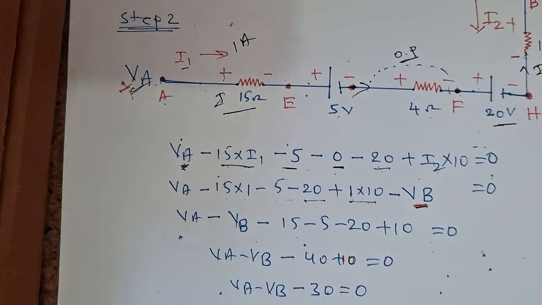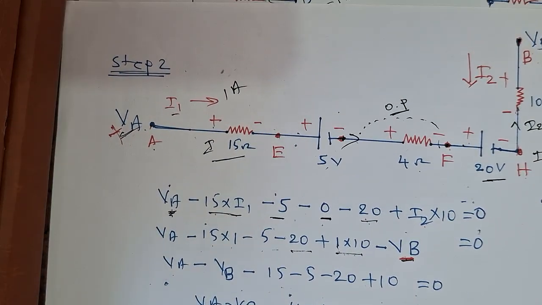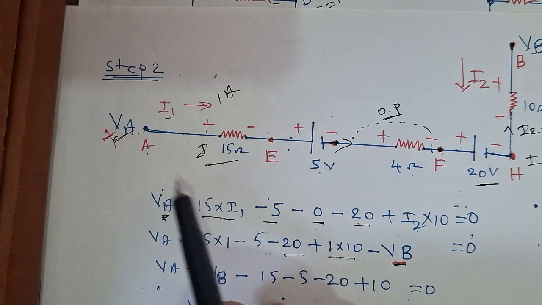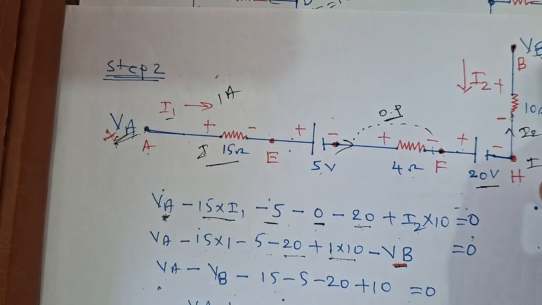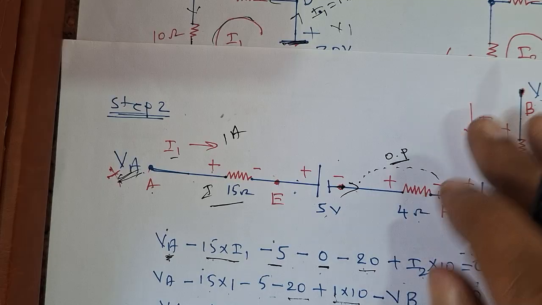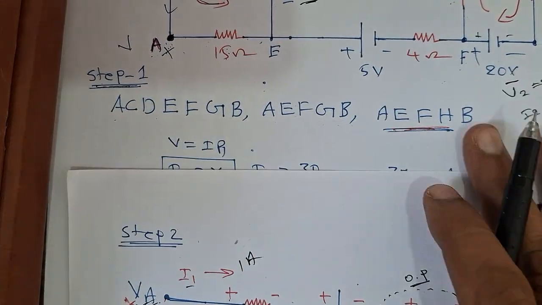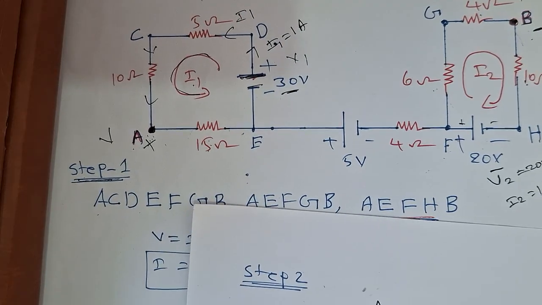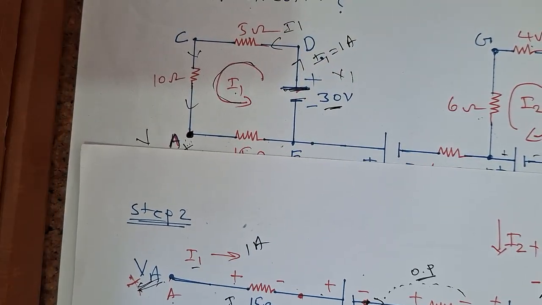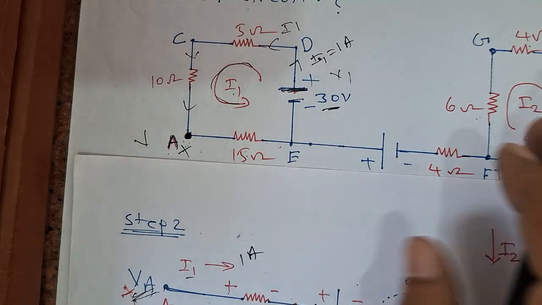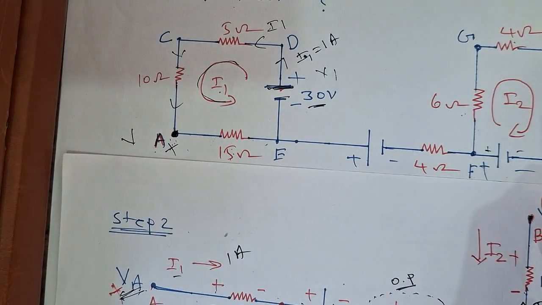In step 2, just read the circuit diagram. What do you have to find? VA minus VB, the potential difference. So when you redraw this circuit diagram, this is a virtual diagram, and therefore I am taking care about this VA and VB.